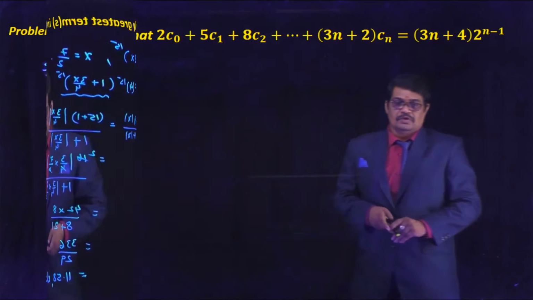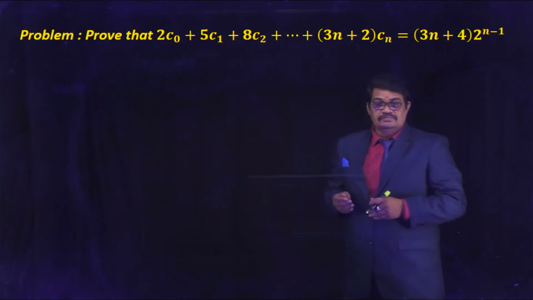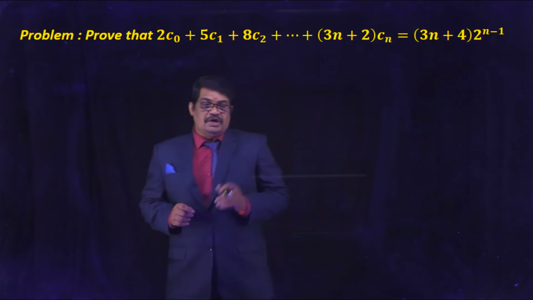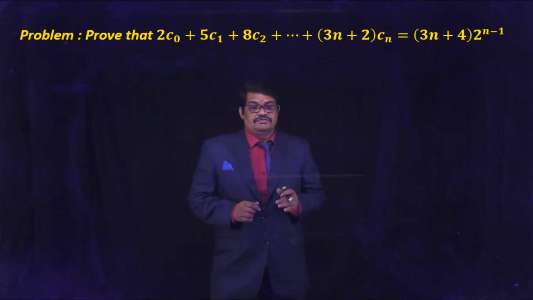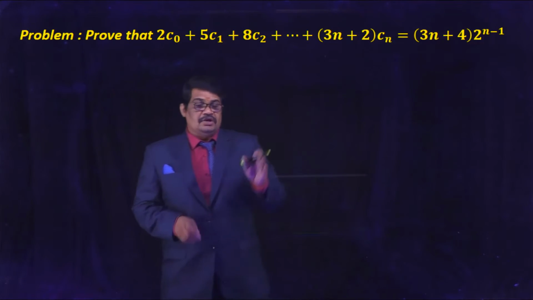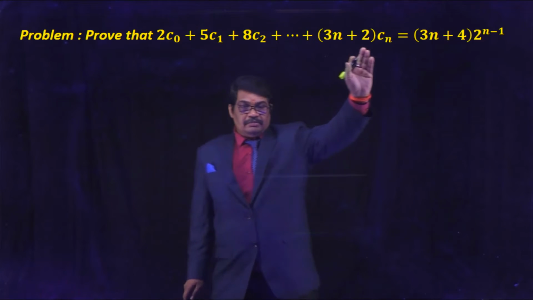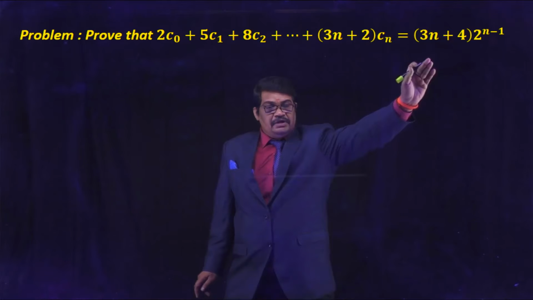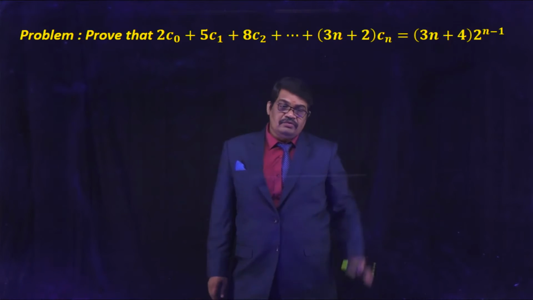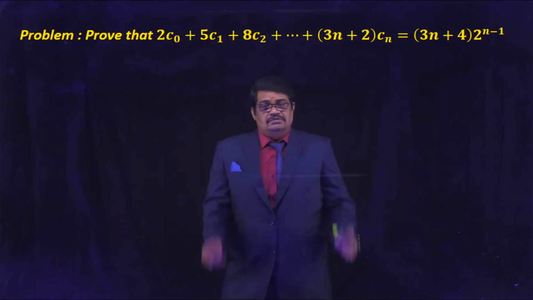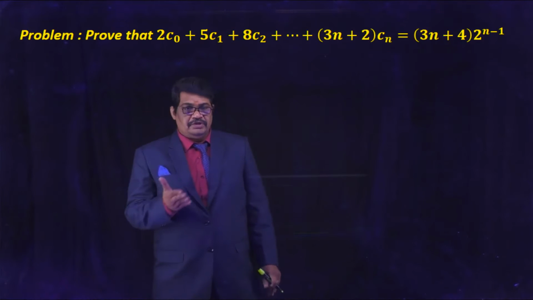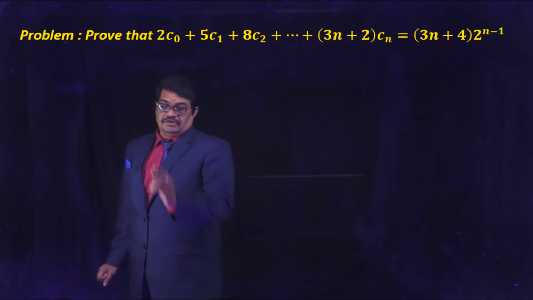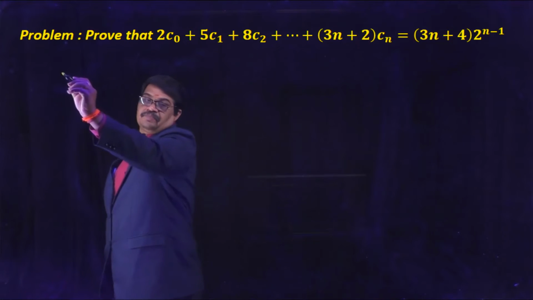Okay, see another problem. Prove that the series 2 C0 plus 5 into C1 plus 8 into C2 and so on, (3n plus 2) Cn is equal to (3n plus 4) into 2 to the power of n minus 1. So this is our proving result. Now we have taken LHS. Okay, see the solution.